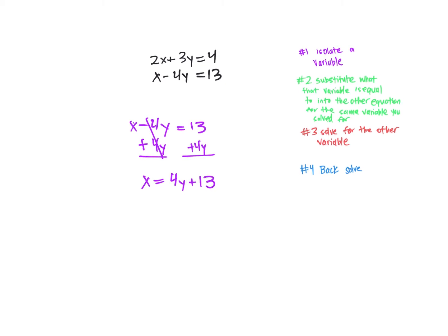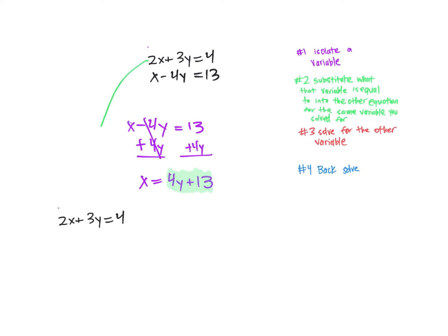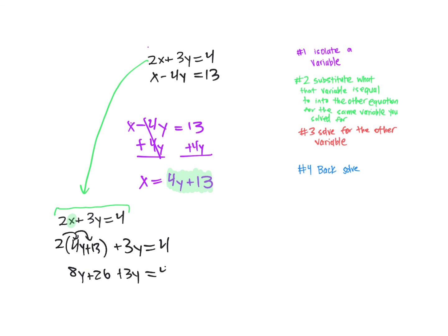So I'm taking my top equation here and I'm rewriting it and I'm substituting in for x. I'm substituting in for x, 4y plus 13. Okay, so let's rewrite. I'm going to have 2 times 4y plus 13. Make sure you put 4y plus 13 in parentheses because we are going to have to distribute that 2 to both the 4y and the 13. It's going to give me 8y plus 26 plus 3y is equal to 4.